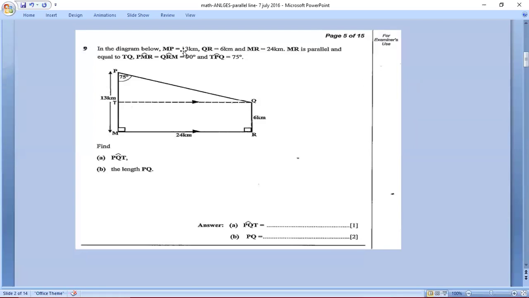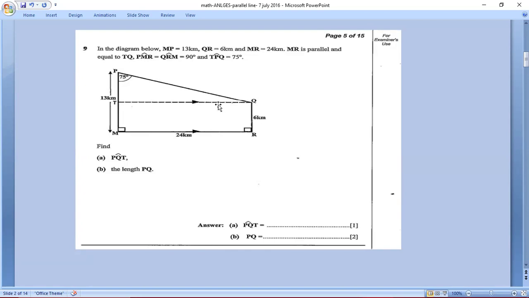So this was the question. It was question number 9 in this paper. And it reads, in the diagram below, MP is equal to 13. Okay, so you can see MP there, M to P, and that's a distance. And QR is equal to 6 kilometers. Okay, and so MP was 13 kilometers, QR is 6 kilometers, and MR is equal to 24 kilometers, and MR is parallel and equal to TQ.